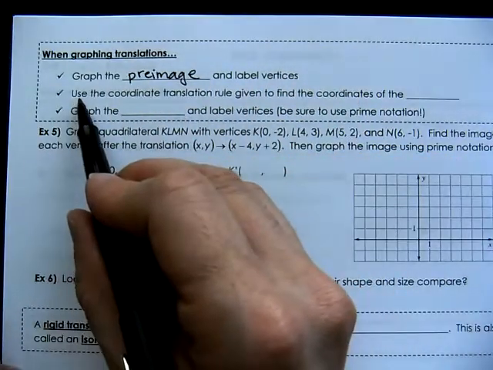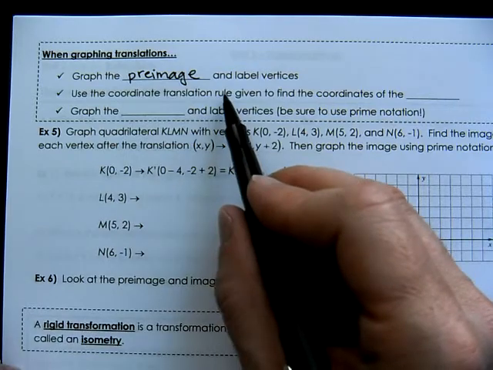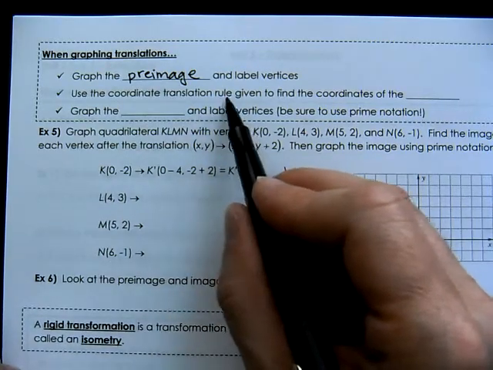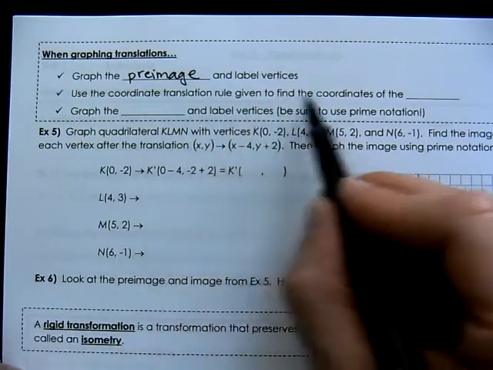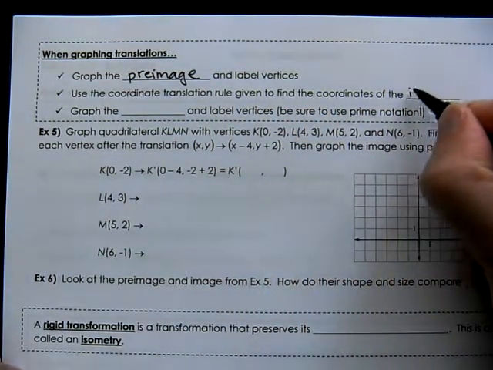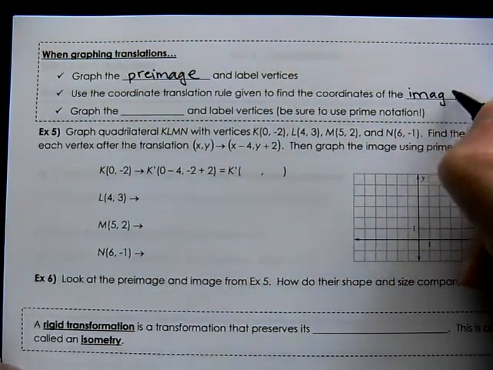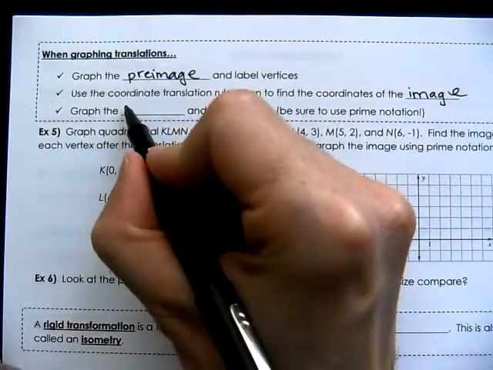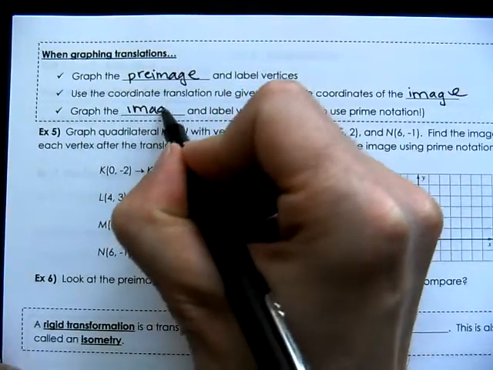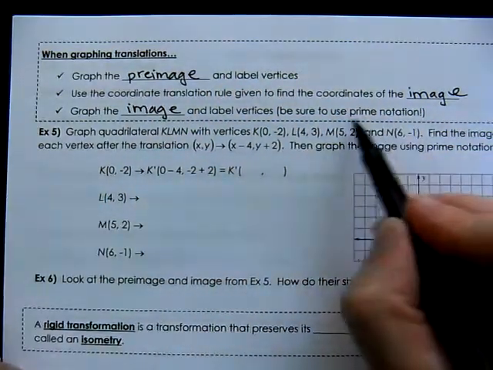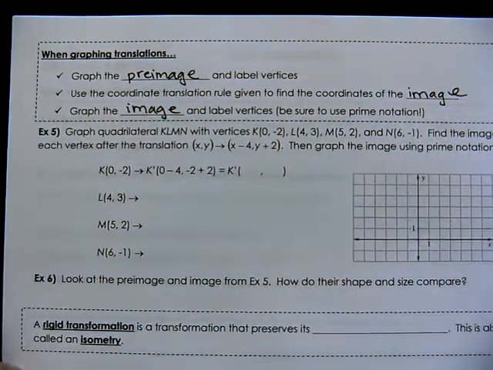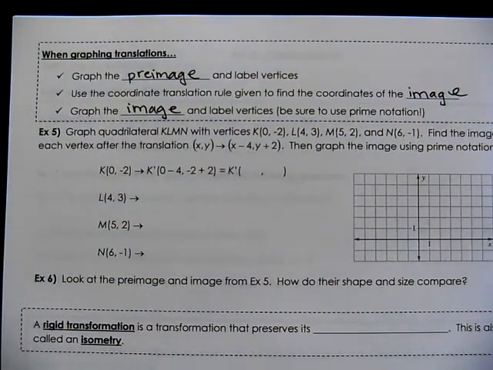Second, we're going to use the translation rule. That means we'll do our algebra to calculate the numbers. Use the rule given to find the coordinates of the image. And then lastly, we will graph that image and label the vertices. Be sure to use that prime notation. We want to keep track of which shape is the original and the new shape.